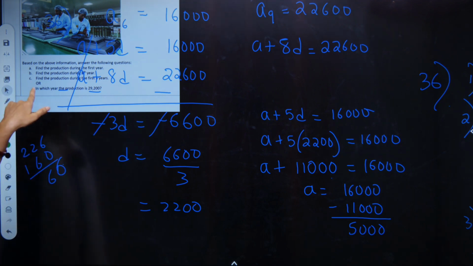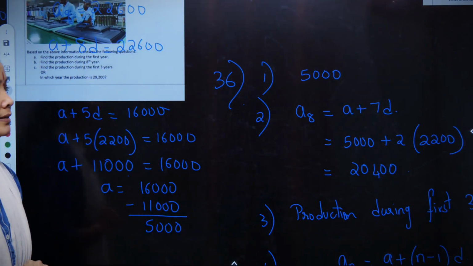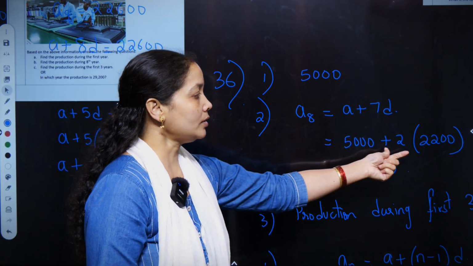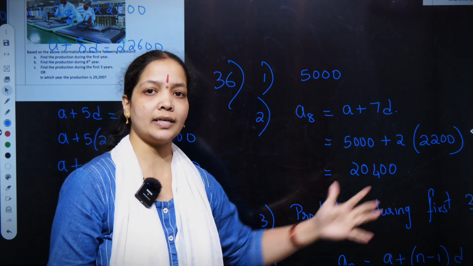Second question is, find the production during the 8th year. A8 can be written as A plus 7D. A was 5,000 and D was 2,200. Just adding it, I am getting 20,400.